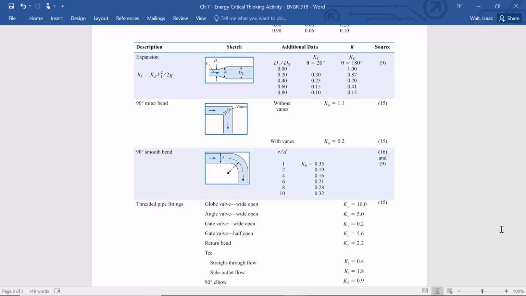And so you'll notice here that we've got different K values depending on how smooth that bend is. For one that's as abrupt as what we're seeing, the K value is 0.35. The way that K value is used is you multiply the K value by the velocity head at that location, and it tells you how much energy is lost due to that fitting. So if we have this 90-degree smooth bend, and we know the velocity through that bend, we can calculate the velocity head, and then the number of meters of energy loss will be v squared divided by 2g multiplied by the K that we get from this table.